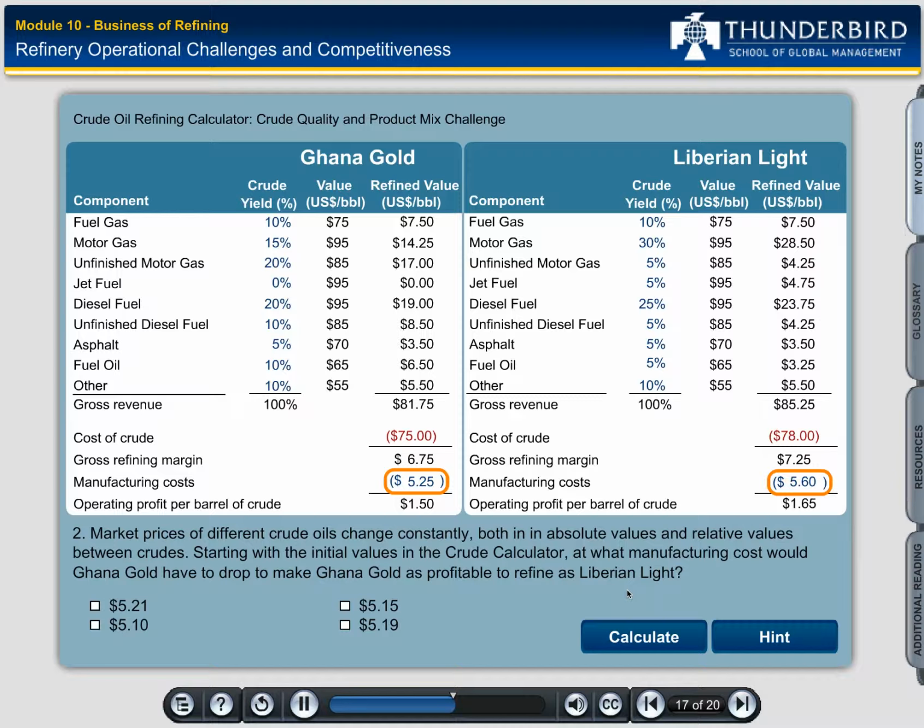Market prices of different crude oils change constantly, both in absolute values and relative values between crudes. Starting with the initial values in the crude calculator, at what manufacturing cost would Ghana Gold be as profitable to refine as Liberian Light?